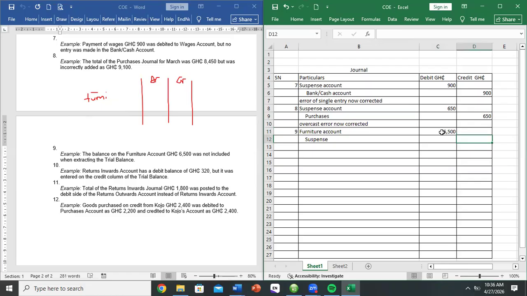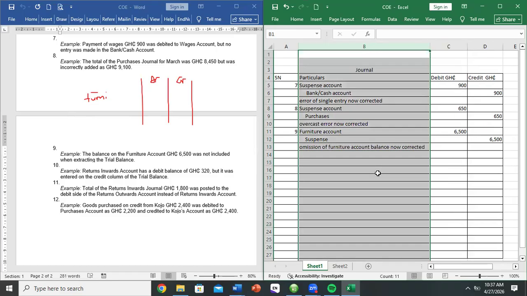So after this error, you should be able to correct all omissions from the trial balance. If you see that they did not send a particular account balance into the trial balance, this is what you do, right? Narration: omission of furniture account balance now corrected. Okay, very simple. Any question on that?